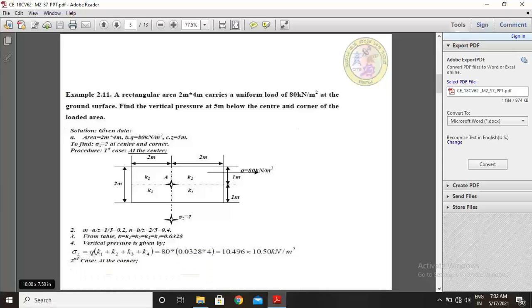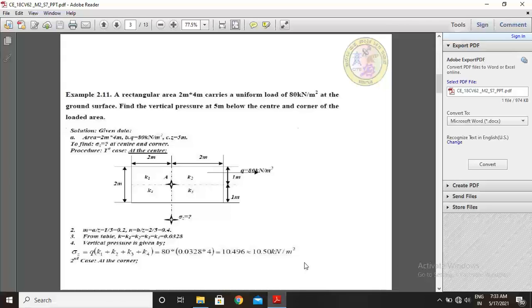Next step, vertical pressure is given by the equation for rectangular area: sigma Z equal to q times (k1 plus k2 plus k3 plus k4). This is the concept applied for the rectangular area equation. Here q is 80 into 4 times, because the rectangles are similar, 4 times the k value, that is 0.0328. We get the answer 10.496, which is 10.50 kilonewton per meter square. This is the vertical pressure at the center of the rectangular area.